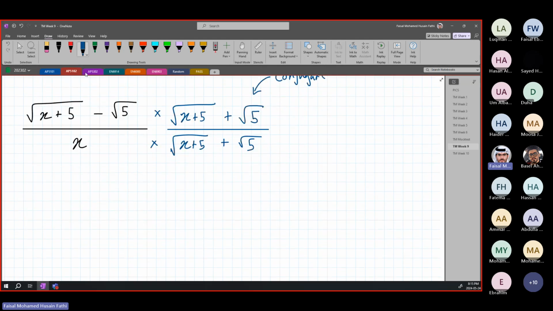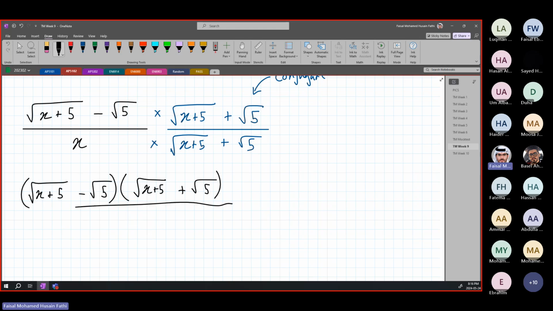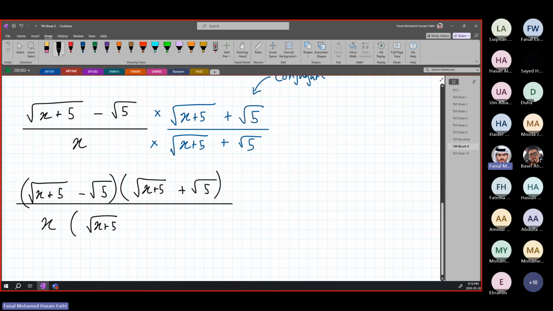the conjugate. What happens here? On top we have square root x plus 5 minus square root 5 times square root of x plus 5 plus the square root of 5. Okay? All over x under square root of x plus 5 plus square root of 5. Okay? It's the same equation. I just put them in brackets under the same. Anything we multiply up will stay up. Anything we multiply down stays down.